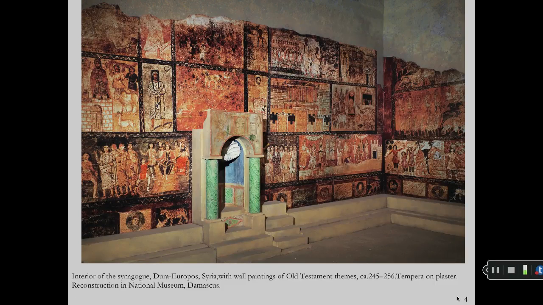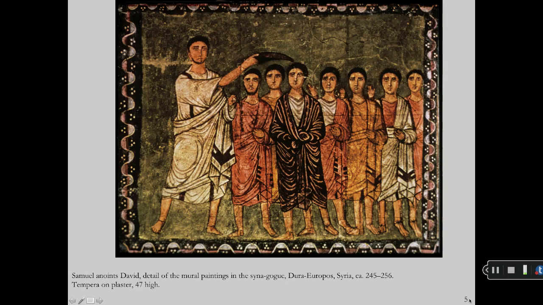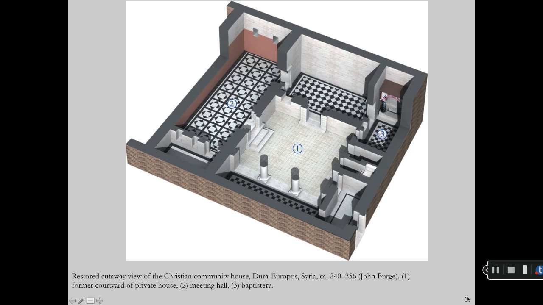Interior of the synagogue, Dura Europos, Syria, with wall paintings of Old Testament themes. Yahweh, or God, never appears in wall paintings except as a hand emerging from the top. Detail of the mural painting with Samuel anointing David. Cutaway view of a Christian community house in Dura Europos.